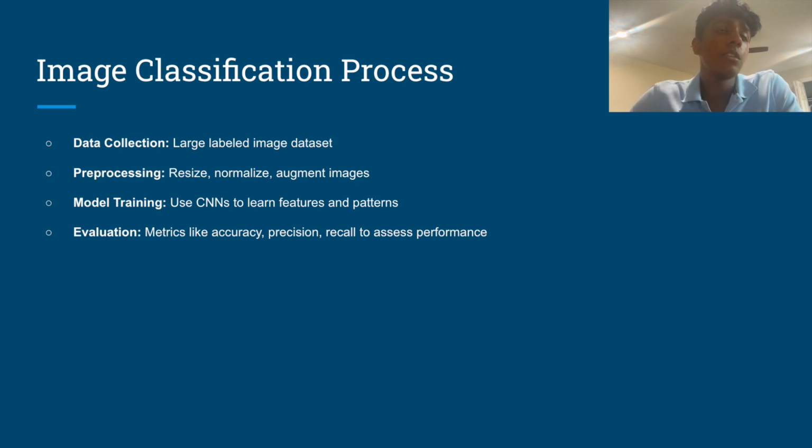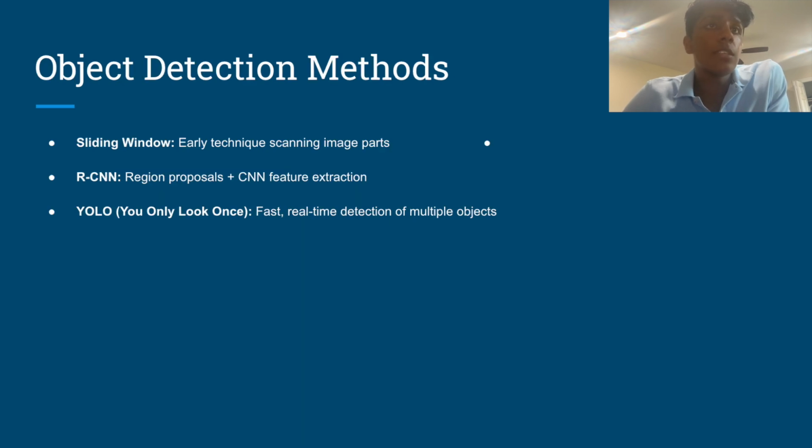Object detection involves not just classifying objects in images, but also identifying where each object is located within the image. Here's how the process works. So the sliding window is an early technique used in object detection where a small window of fixed size slides across the image. At each position, a classifier is applied to detect objects.